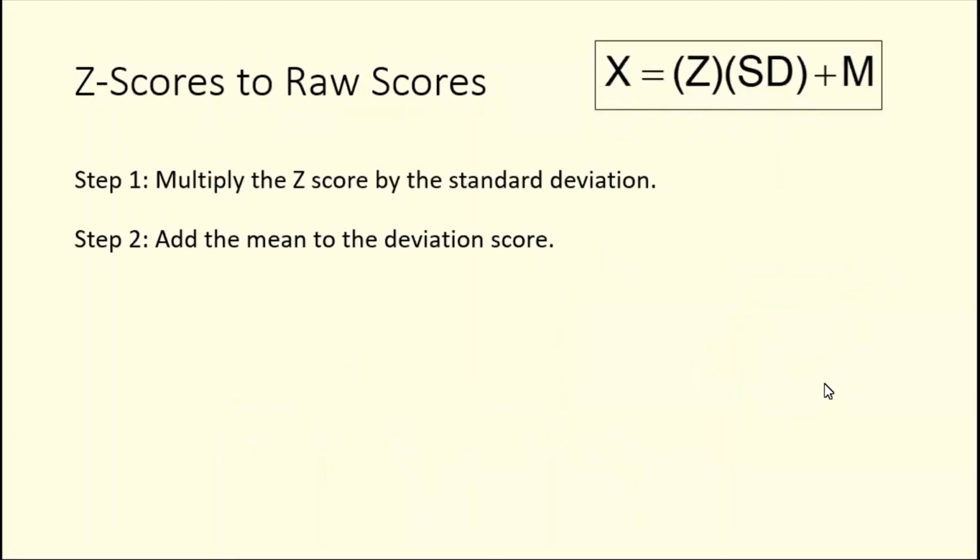And we can also turn it around. We can convert z-scores into raw scores. And to do this, we just move the formula around a bit, and instead of subtracting and dividing, we add and multiply. The first thing we're going to do to convert z-scores to raw scores is multiply the z-score by the standard deviation, and then we're going to add the mean to that deviation score.